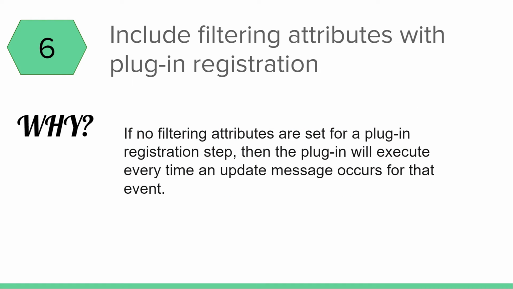Number 6, include filtering attributes with plugin registration. This is very, very important from a performance point of view. Whenever you are running any plugin, most of the time we forget to use filtering attributes. Filtering attribute selection will ensure that the plugin will only execute when the filtering attribute is updated. It will not run on update of any field, rather it will only trigger whenever that specific filtering attribute is updated.